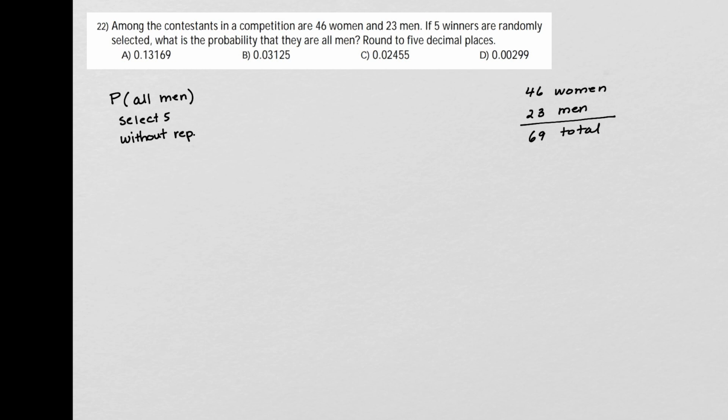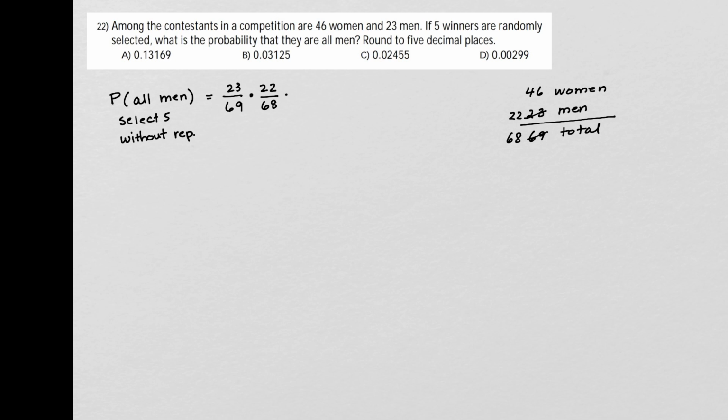So, to calculate this, I'm going to look at what is the probability that the first winner is a man. So there are 23 men, and we divide that by the 69 total people. Then I'll multiply this by 22 over 68. That's the probability the second winner is a man. Because once we select the first one, that means that we have 22 men left and 68 total competitors.